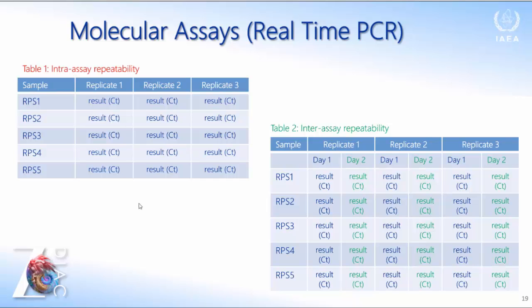The inter-assay repeatability would be, to the first table, we will add an additional column, and you can see here day 2 results. So you record the results obtained on another day by the same person using the same equipment and reagent, and then put it in this table. Later on, from these results, from the first and the second day, and actually the comparison of the results obtained for the same samples on the different days, you will obtain the inter-assay repeatability results.